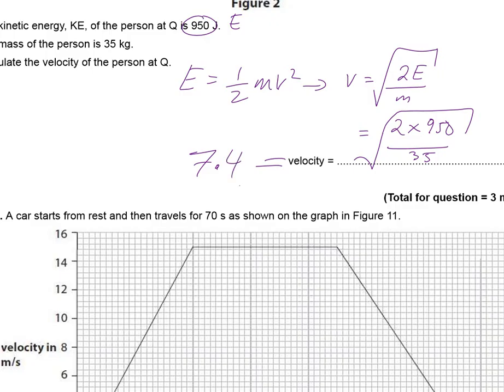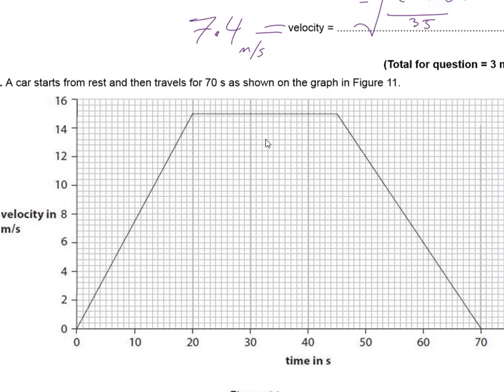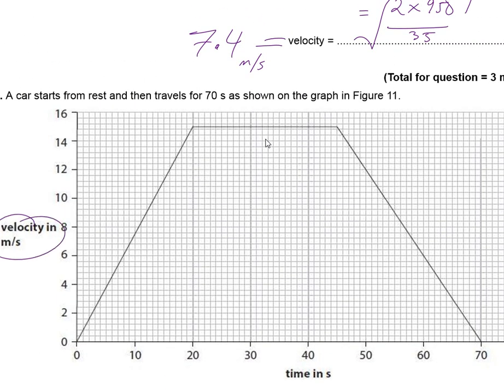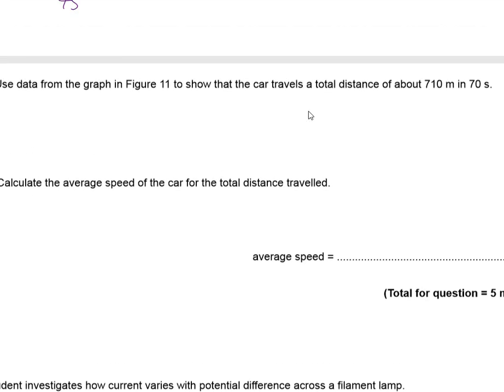4 meters per second. Okay, now where is the constant velocity? So I can see that velocity is there. So where is it moving constantly? So this is constant. So from here to here. So therefore from 20 to whatever this number is going to be in this case. So therefore from 20 seconds to say 45 seconds there. Okay, done. Next one.